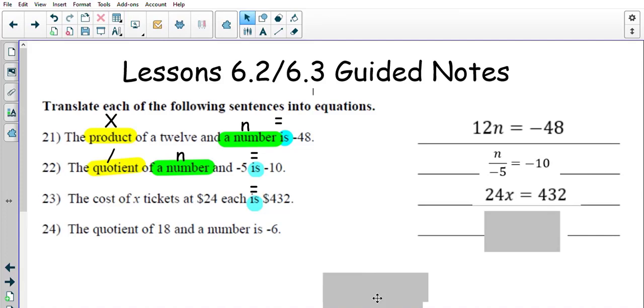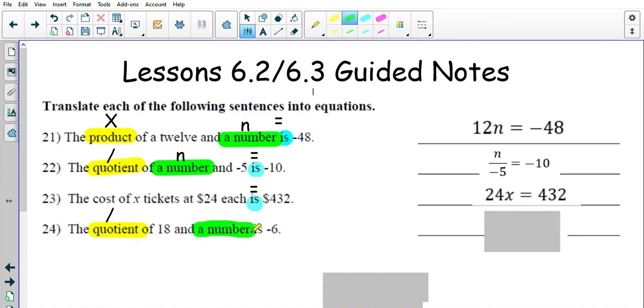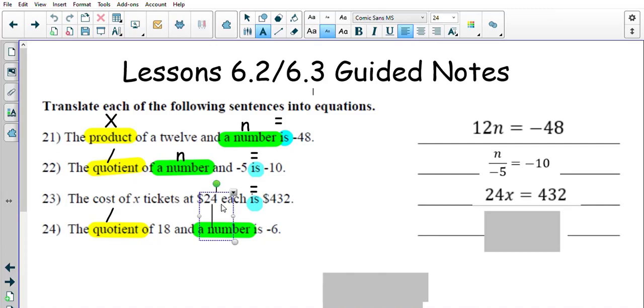Taking a look at number 24, the quotient of 18 and a number is negative 6. So the word quotient, once again, means division, so we'll put a slash there. The quotient of 18 and a number is our unknown. The thing that's different about this one is the order in which they're written. So the variable is actually going to go in the denominator. We have to read carefully there.